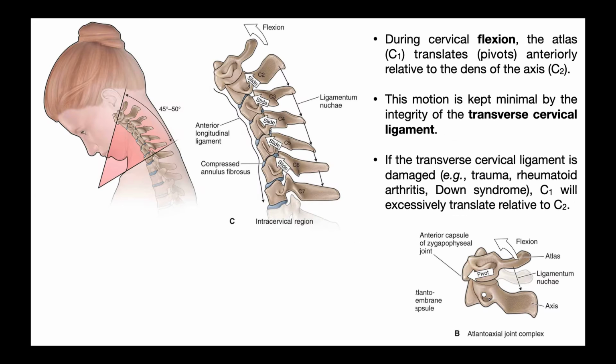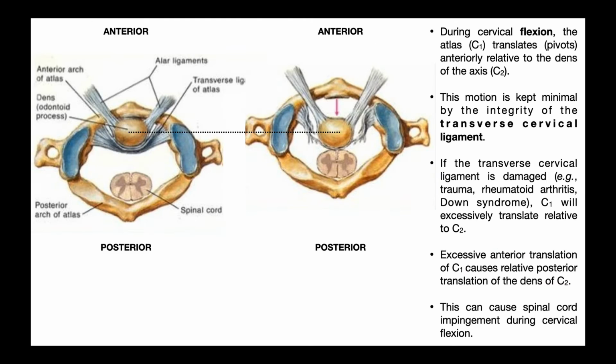So when we go into cervical flexion, there is a little bit of anterior pivot of that atlas on the axis, but it's kept minimal by the integrity of this ligament. Now, what does that mean? Well, if the atlas is going to translate or pivot anteriorly, imagine this anterior tubercle is going to go a little bit up, okay? Just a little bit. And as long as that transverse cervical ligament's intact, this atlas should not go that far anteriorly. It really shouldn't. It should remain in pretty close contact with the dens.